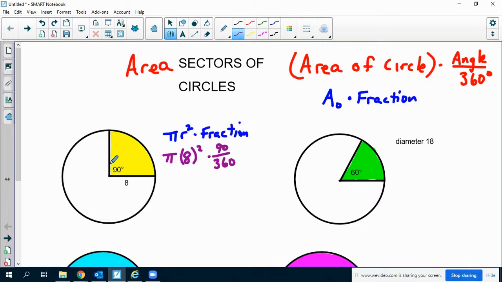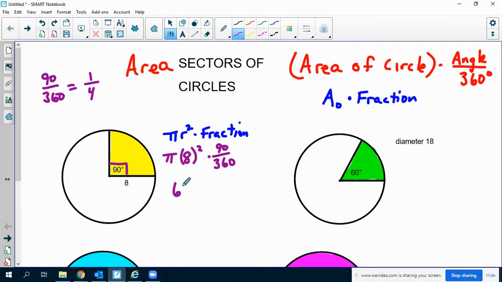Likewise, we also could understand that a 90-degree angle out of 360 degrees is really just 1/4 of the circle. Now, if you reduced 90 over 360, you would get 1/4. So you could do it either way. You could use the angle over 360, or if you can reduce that into a smaller fraction, it might be a little bit easier for you to calculate.